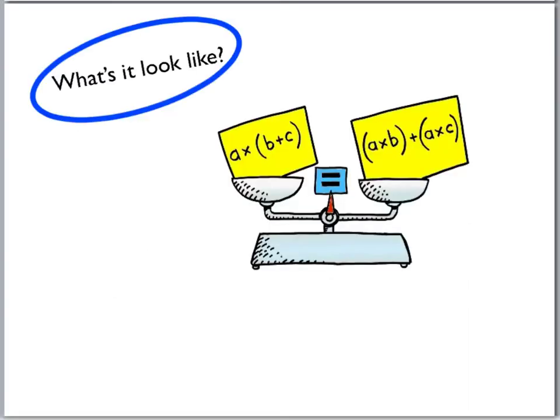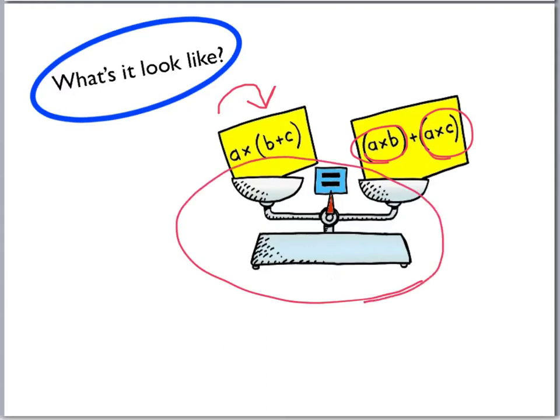In math, we have a scale, and the distributive property says we have A times B plus C, and that's going to be equal to A times B plus A times C. The idea is we took that A and distributed it to each of the B and the C, so we got left with A times B plus A times C. And notice this is all on a scale, and the scale is staying balanced.